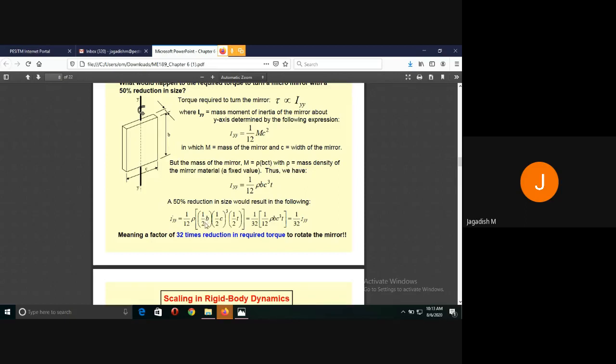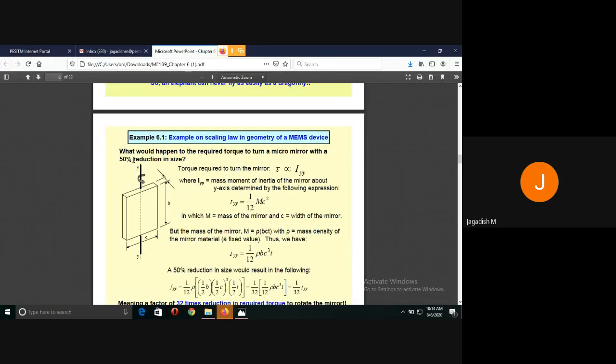Okay, so the size here is reduced by 50%. Initially it was B, now it is B by 2. Initially it was C, now it is C by 2, and since there was a cube, it's a whole cube. Now it is T by 2. Now rho, being a mass density, is a constant, we'll take it out, and 1 by 12 is also a constant. So I'll get the relation as 1 by 32 into 1 by 12 into rho B C cube T, which is the initial Iyy. So in total I'll get 1 by 32 into Iyy.